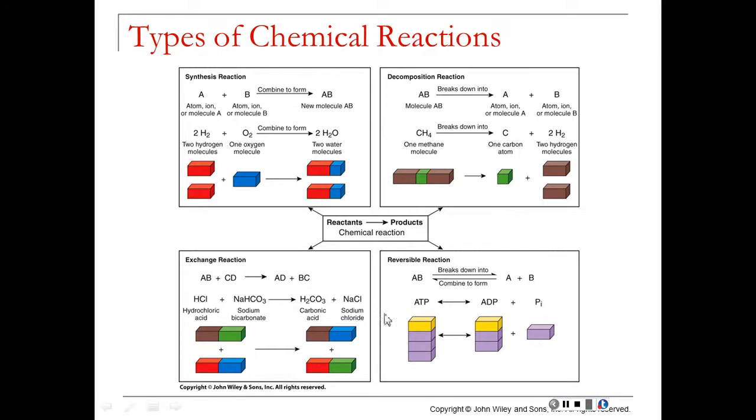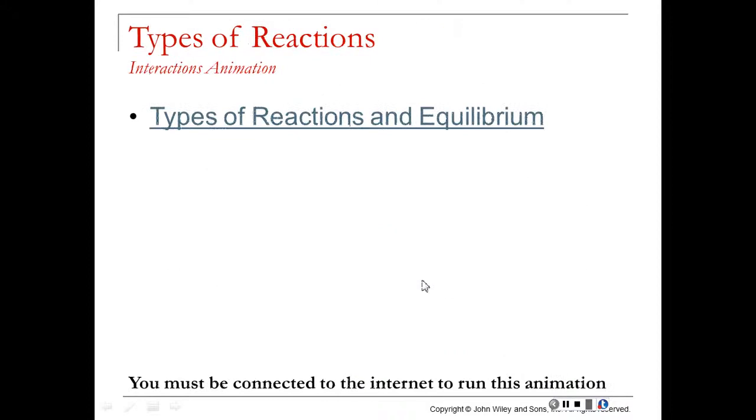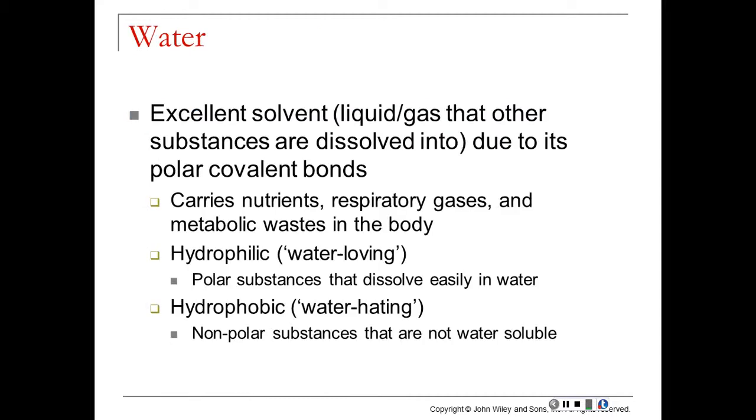And there are specific examples of each of these reactions listed as well. Here the example of ATP breaking down to ADP is a very important reaction that we're going to be familiar with later. So this animation goes through the different types of reactions and how they play a role in our overall equilibrium. I'm going to stop here for right now. We'll pick up with water and organic molecules in the next part of this lecture.